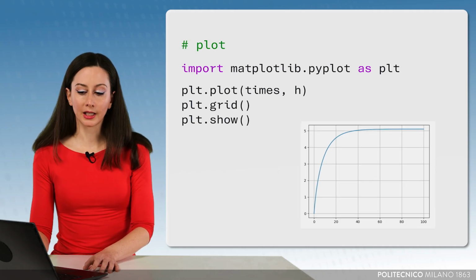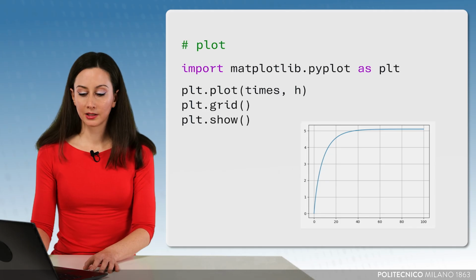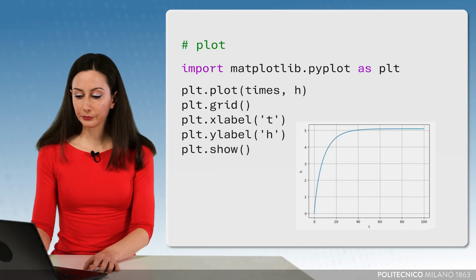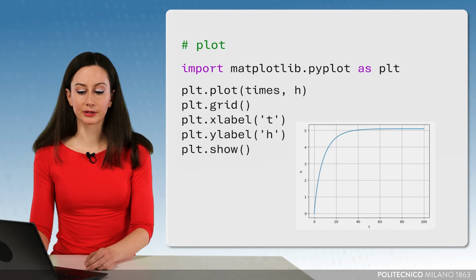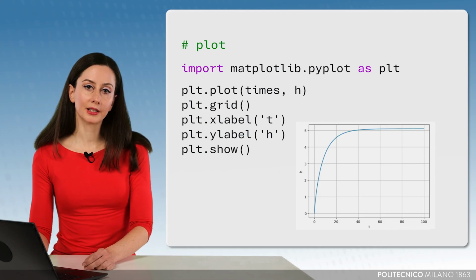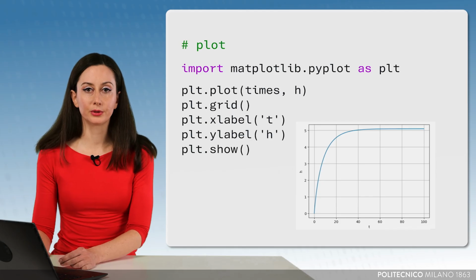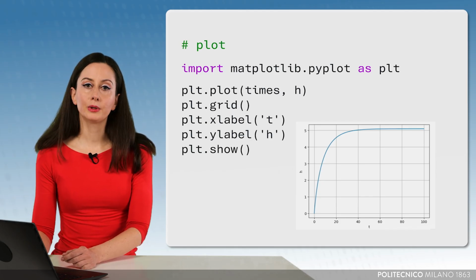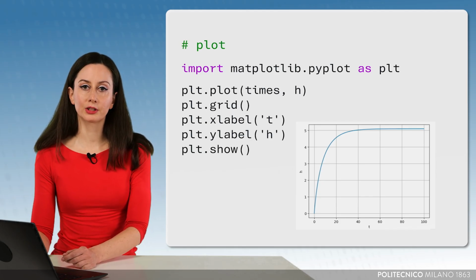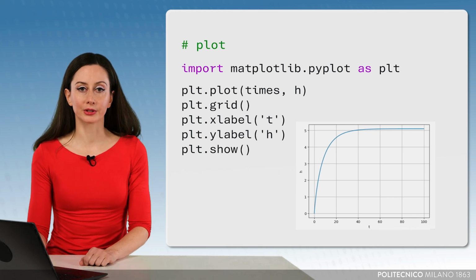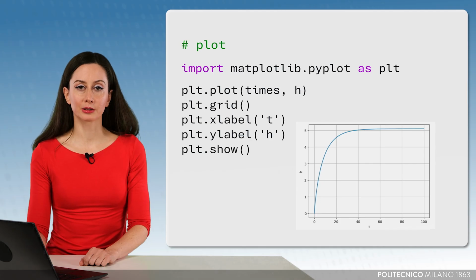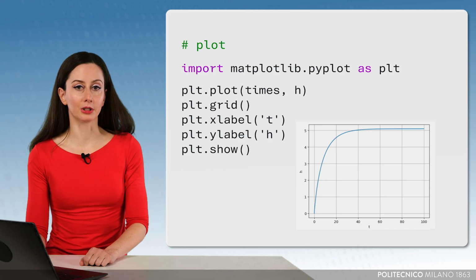We can, for instance, add a grid on top of the axis using the method grid, and add axis labels, so times on the horizontal axis and h on the vertical one. And now let's have a look at the solution we computed. Notice how initially it grows very rapidly, but after some time it reaches an almost constant value. This happens because the outflow is initially very small, but then it grows with the water level h until it finally matches the inflow and we reach an equilibrium.